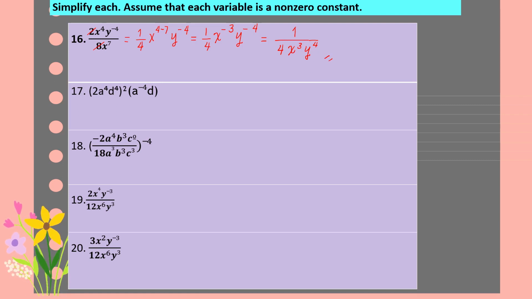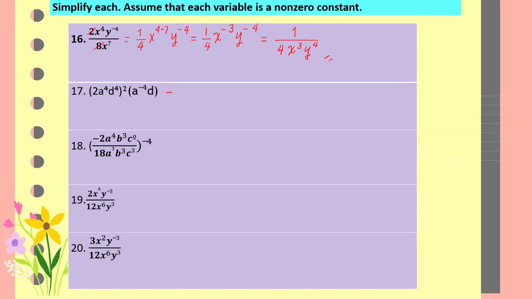How about for number 17? Ang unang gagawin natin sa number 17 is simplifying the first monomial term by applying the power of the power. So, 2 raised to the 2, and then a raised to the 4 multiplied by 2, and d raised to the 4 multiplied by 2. And then, copy na lang natin yung second monomial term.